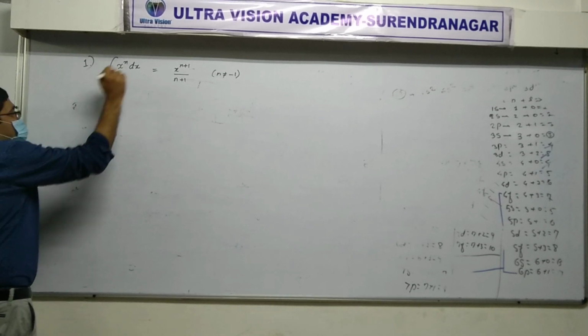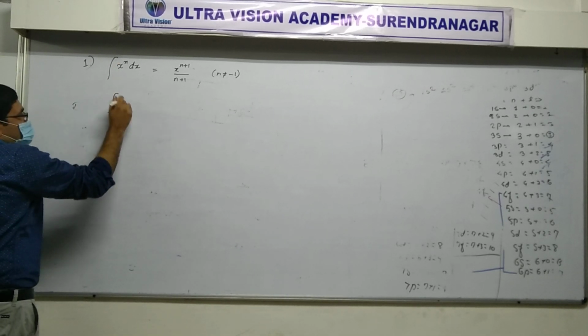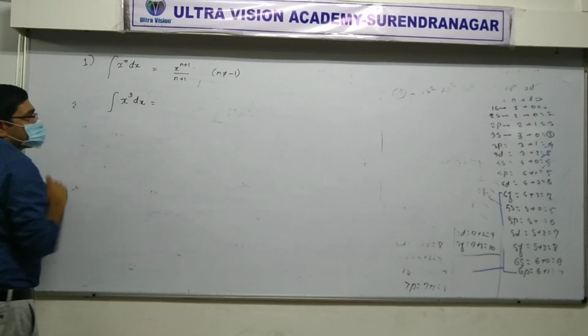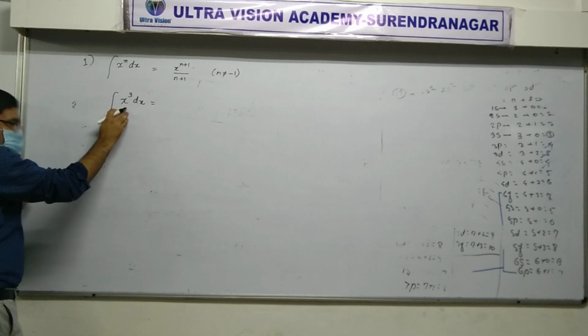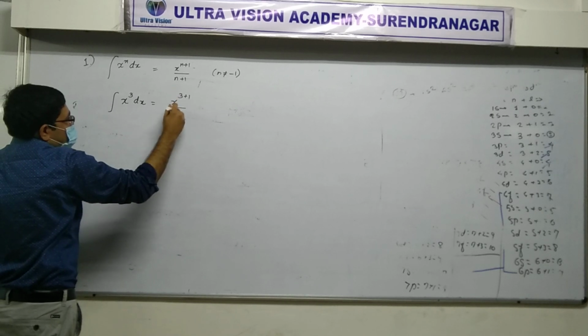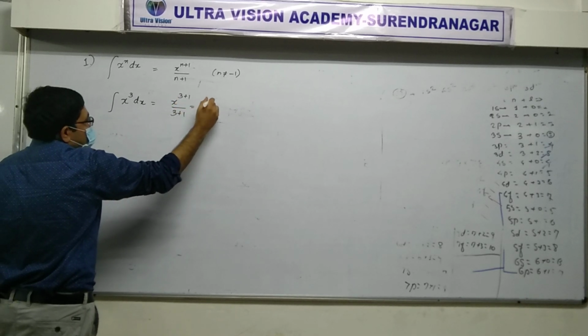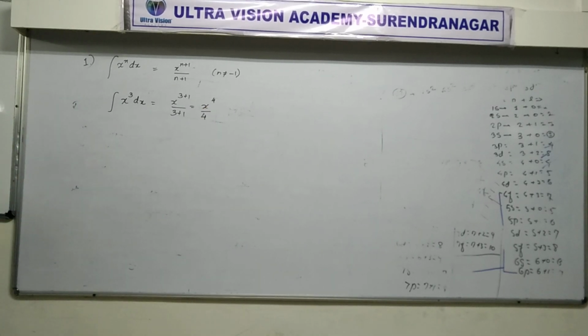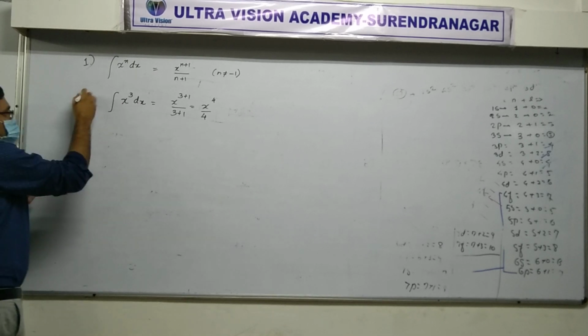So, for example, suppose you want to do integration of x cubed dx. Compared with this, what is at n's place? 3. So put 3 here. So x raised to 3 plus 1 upon 3 plus 1. That is x raised to 4 by 4. Got that? Easy to understand this part? Okay, you try one more on your own.